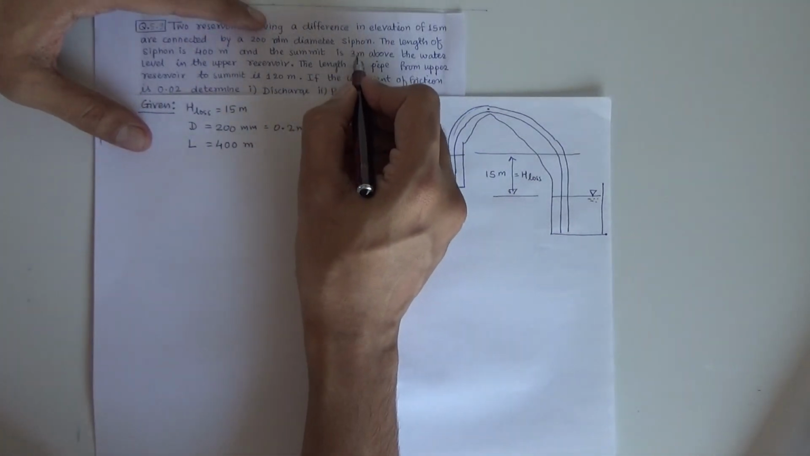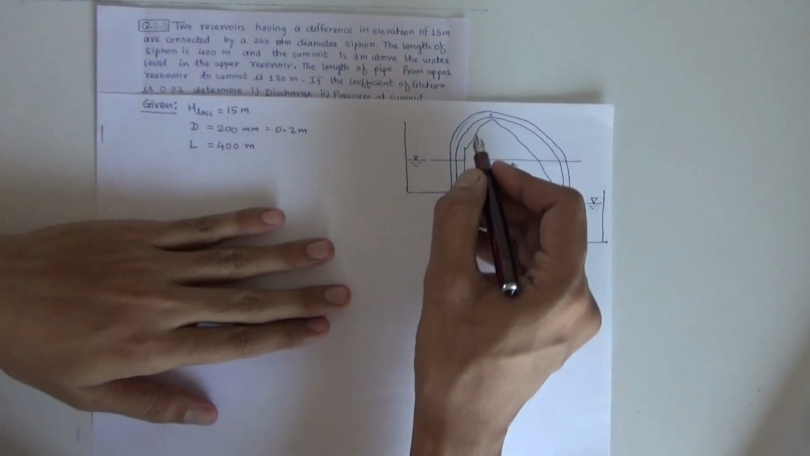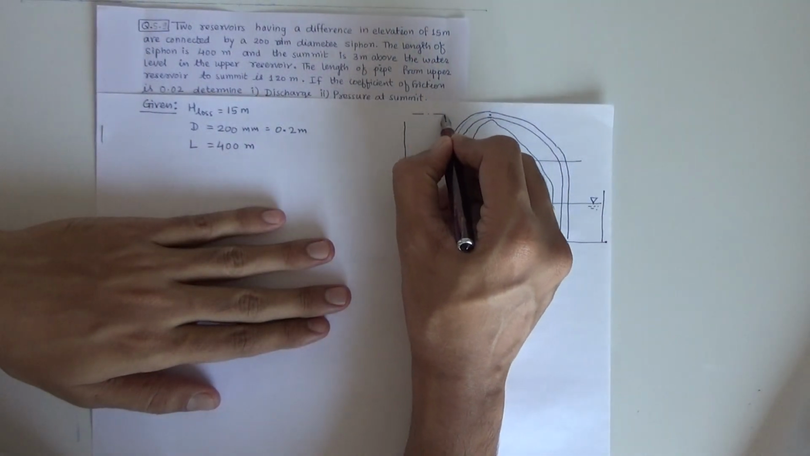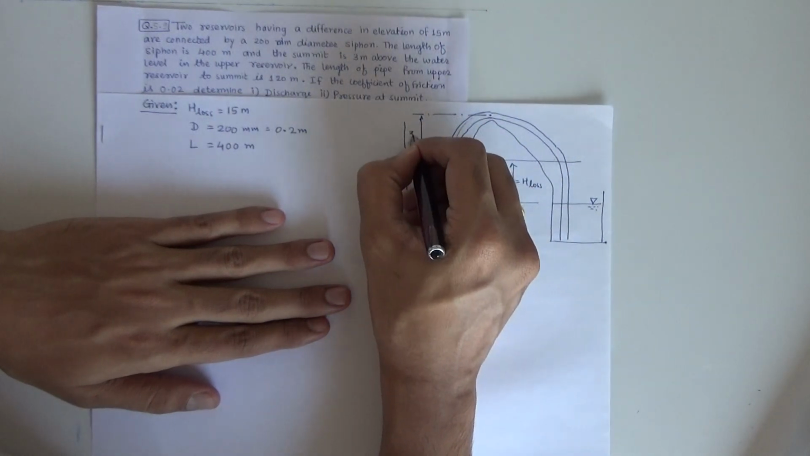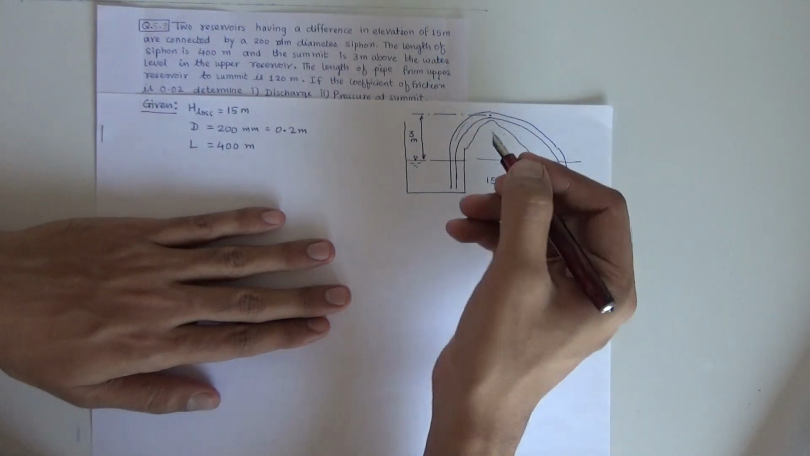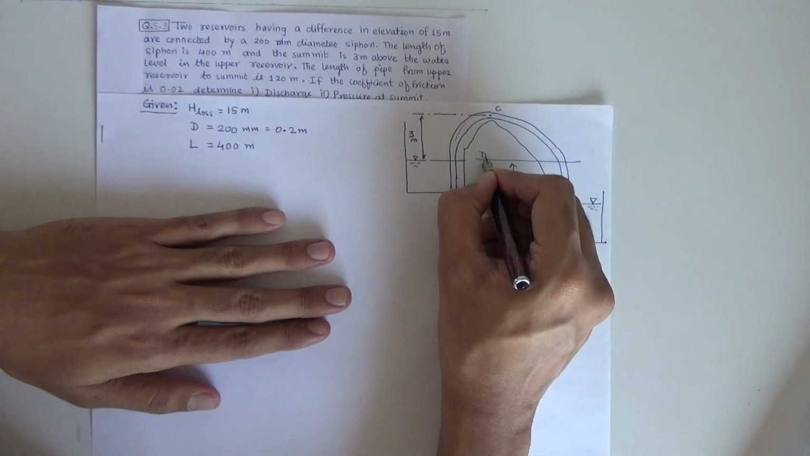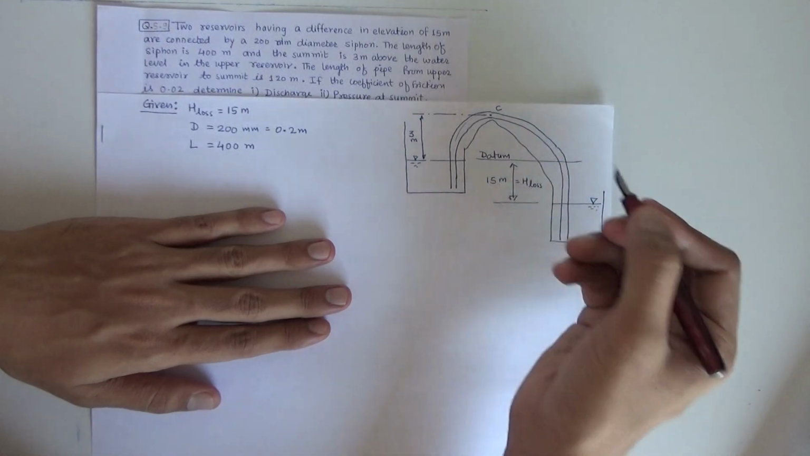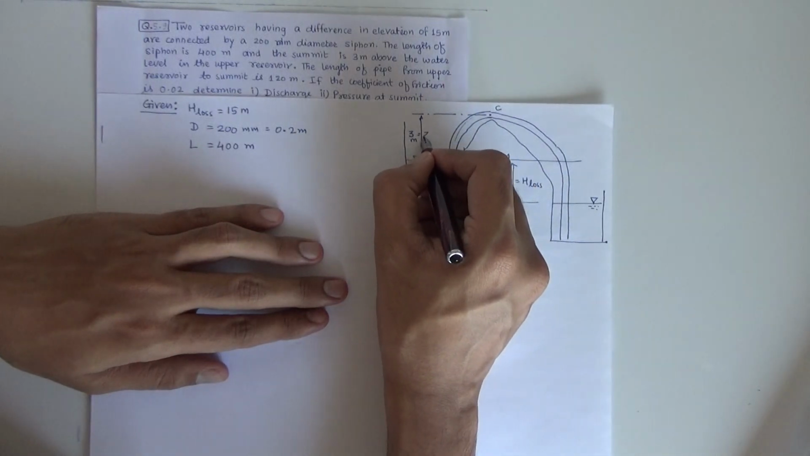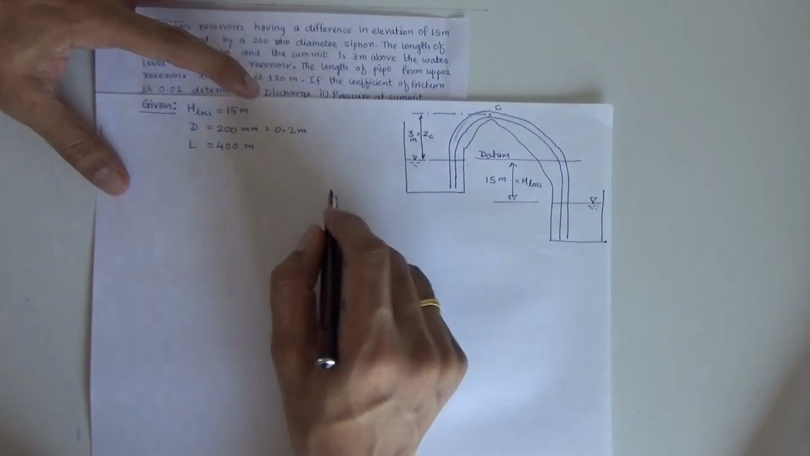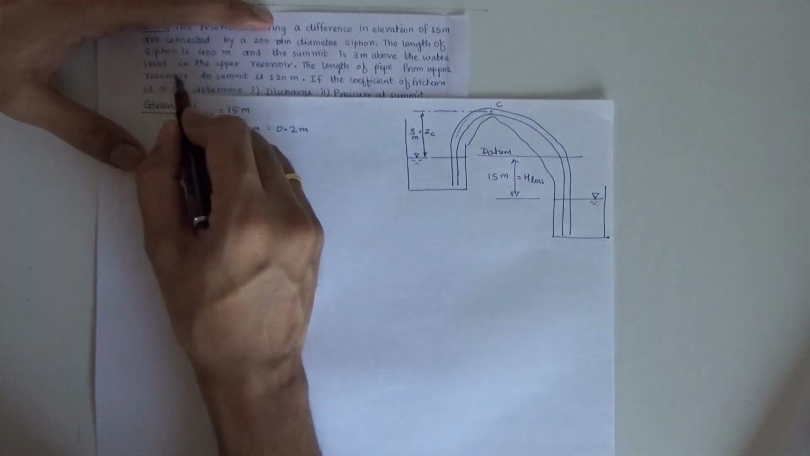The summit is 3 meter above the water level. The summit is how much? 3 meter, which means this distance is 3 meter. We can call it C. This is section C. If I call this the datum, as we have seen in the theory, then ZC is the distance of the summit from the datum. So it is 3 meter above the water level in the upper reservoir.